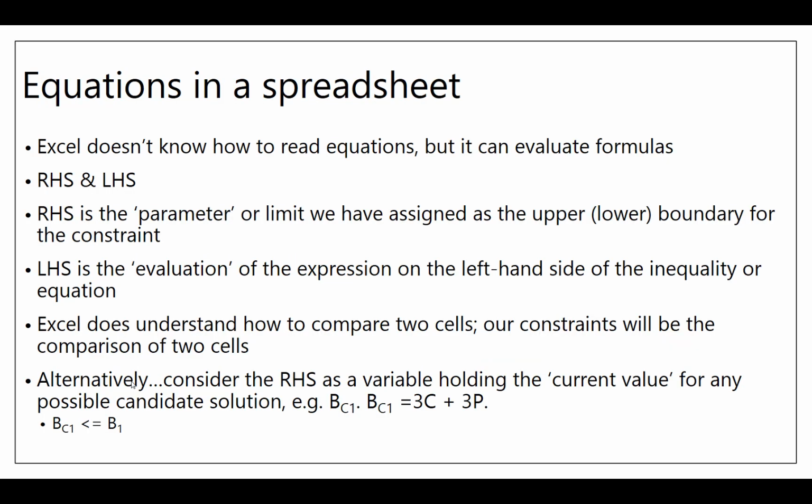In the spreadsheet, Excel, how do we deal with equations? Well, that right-hand side versus left-hand side setup. The right-hand side is always going to be that parameter or limit that we've assigned to be an upper, or in some new problems that we get to, lower boundary for the constraint. And then the column of left-hand side cells is always going to be the evaluation of the left-hand expression. Whatever is on the left-hand side of our inequality, we're going to evaluate in one spot, and then let Excel do what it does best, which is compare those two cells.